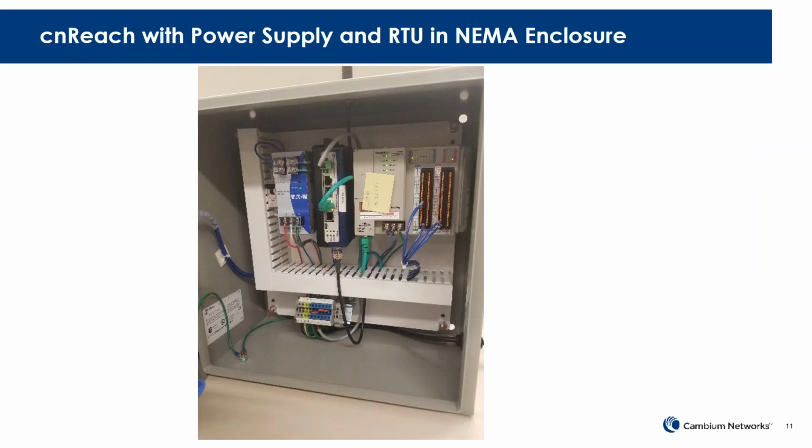Here's a small snapshot of a cnReach inside a NEMA enclosure. So this is a typical installation or deployment. What you'll see on the right there is an RTU. So this is a remote terminal unit, and you'll see a few blue wires connected in there. That is different sensor points that can be wired into this panel. On the left is a 12-volt DC power supply. cnReach can use anywhere from 10 volts to 32 volts DC power. And there in the middle, the blue box is the cnReach radio.